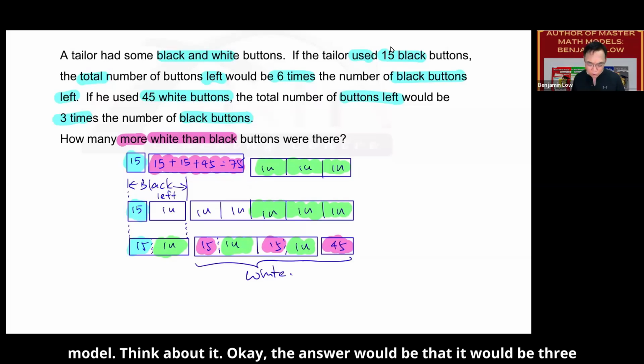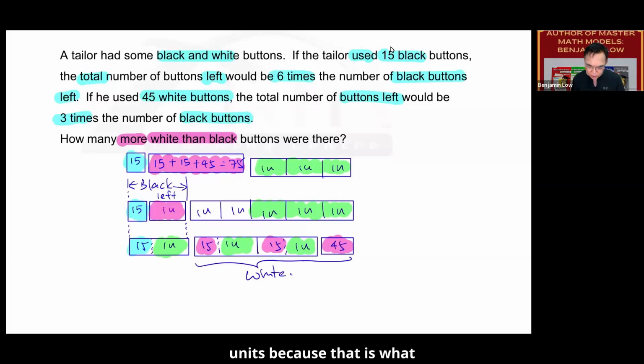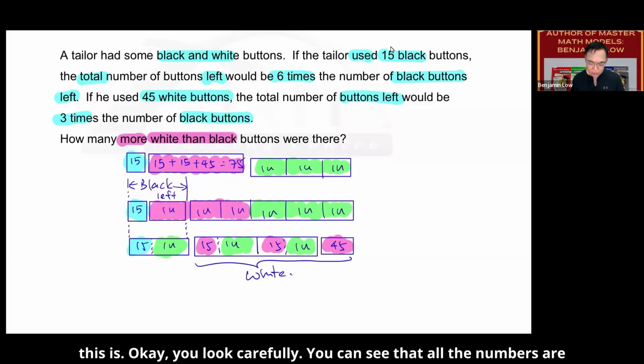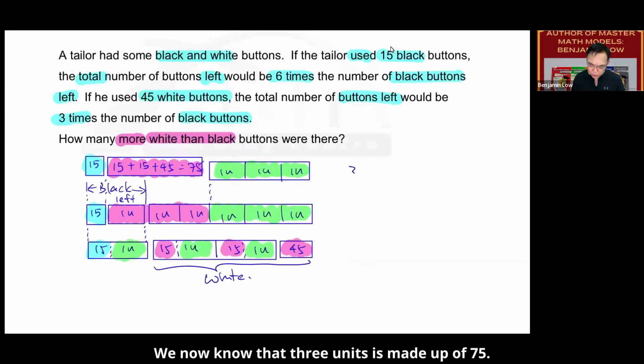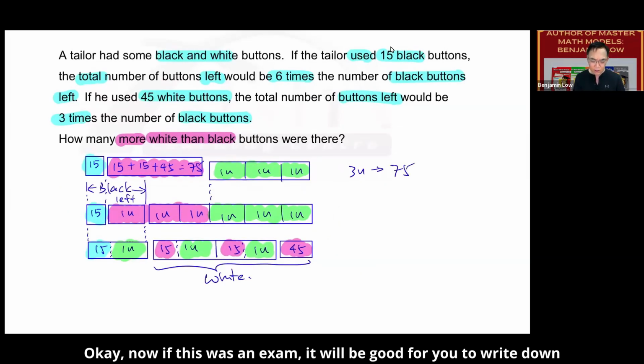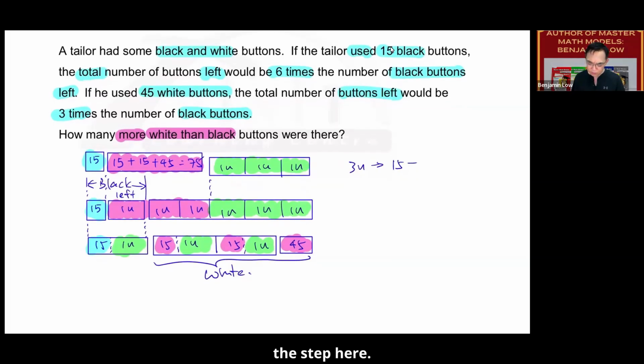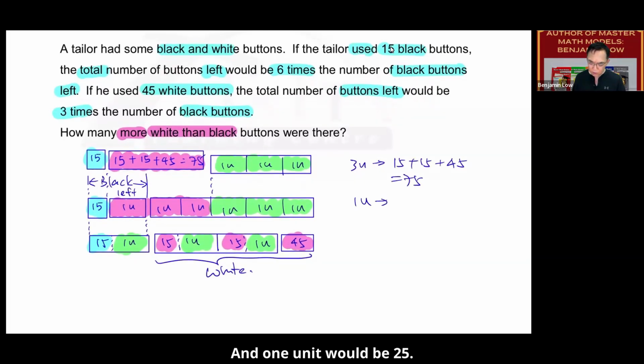Okay, the answer would be that it would be 3 units, because that is what this is. Okay, you look carefully, you can see that all the numbers are now aligned. We now know that 3 units is made up of 75. Okay, now if this was an exam, it would be good for you to write down the step here. And 1 unit would be 25.